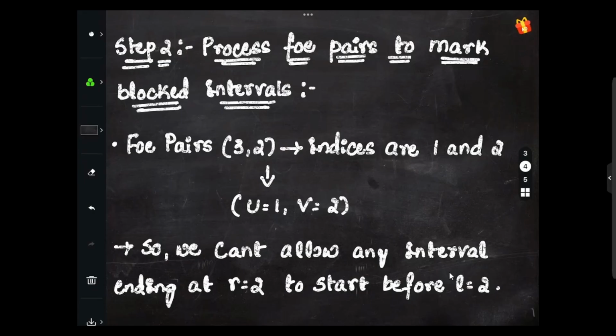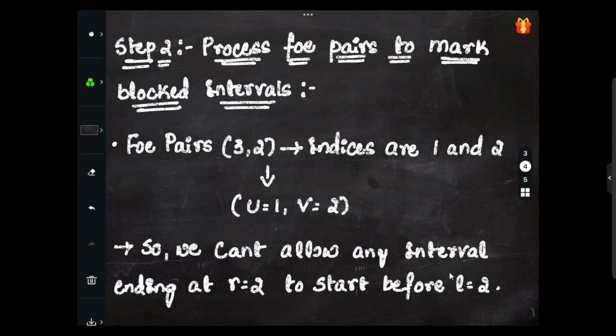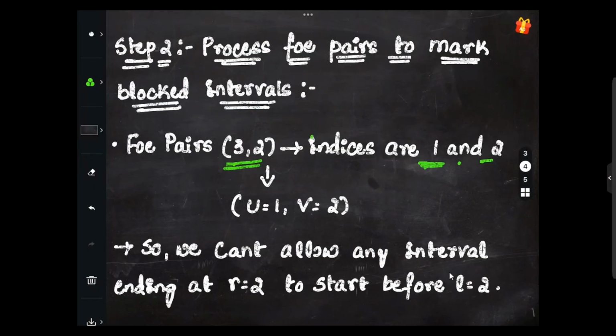We will process 4 pairs to mark the block intervals. We have two 4 pairs here: one is 3 comma 2 and another one is 4 comma 2. Let's consider the first one, 3 comma 2. 3 is at index 1, and 2 is at index 2. So indices are 1 and 2, meaning u equals 1, v equals 2. We'll be considering u equals 1 and v equals 2.